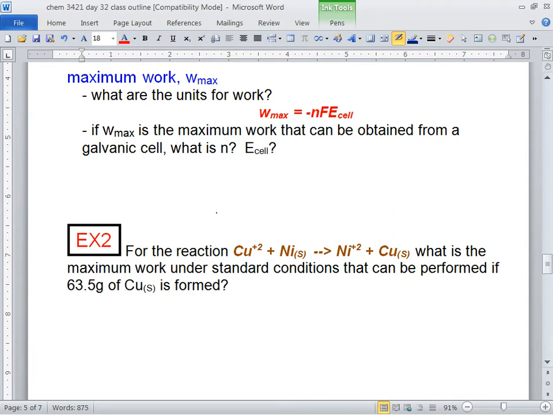What are the units for work? Heck, let's just ask Jeff. He's in PChem. He knows. What's the units for work? Joules. Big J. Okay. So W max is the maximum work that can be obtained from a galvanic cell.